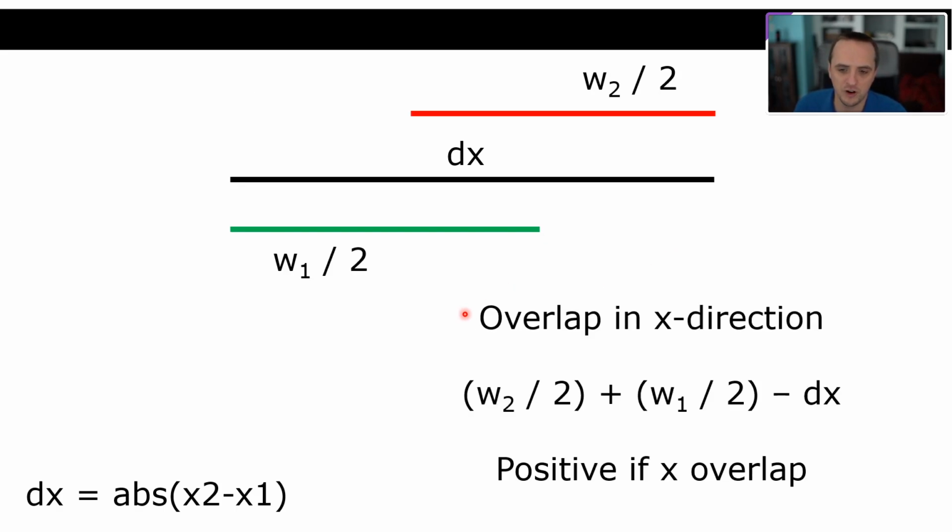So we have an overlap in the x direction if this formula, w2 over 2 plus w1 over 2 minus dx, is positive. Then we have an x overlap, right? So we sum the length of the red line segment and the green line segment, and if the sum of those two minus dx is positive, it means that it was bigger, and so we have an overlap.